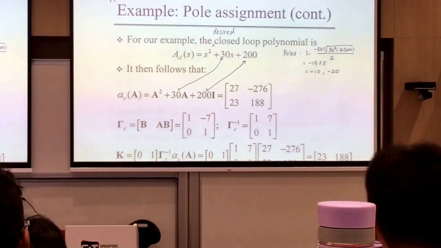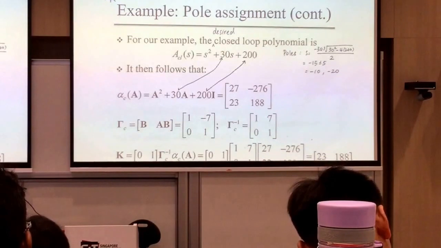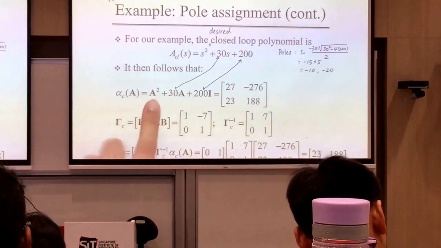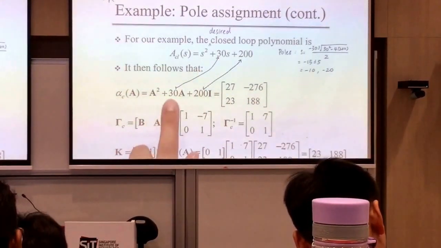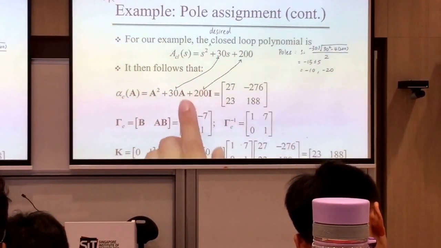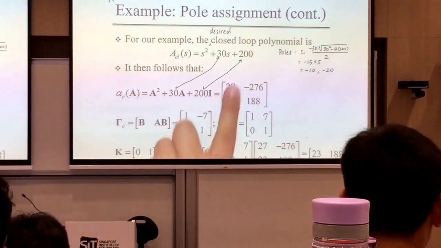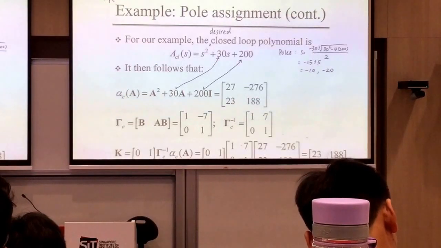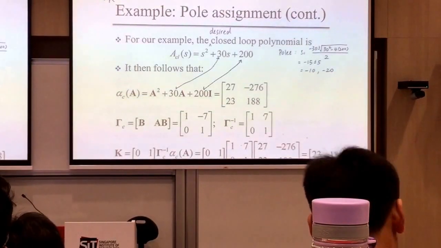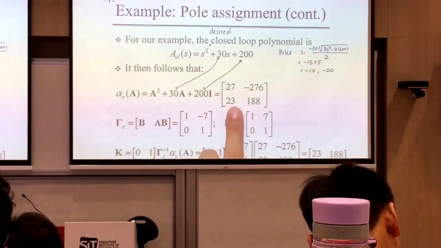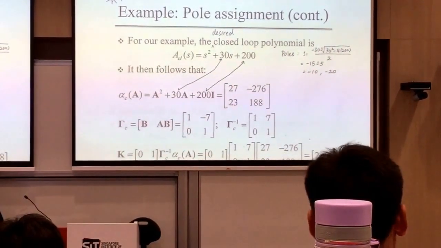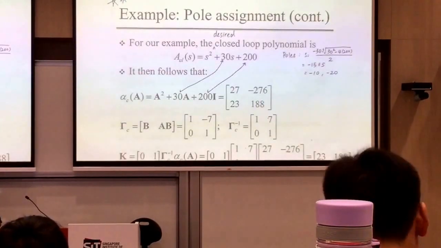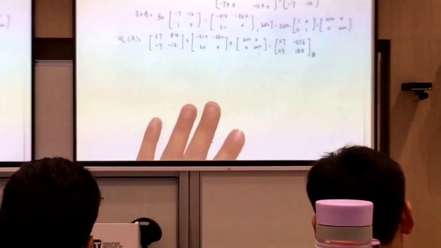Alright, what you do is you write down alpha_c(A) as A squared, from s squared plus 30s, you replace your s by A, so A squared plus 30A plus 200I. Okay, from this. Before we continue, you want me to show you how you get this? Yes? Let me just cover this for a while. Too small, I will zoom out, or zoom in.